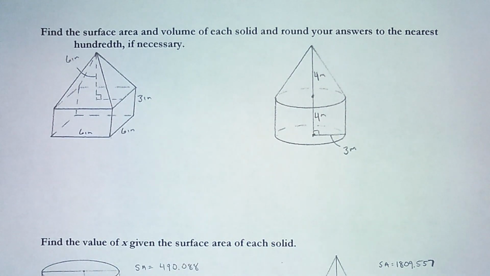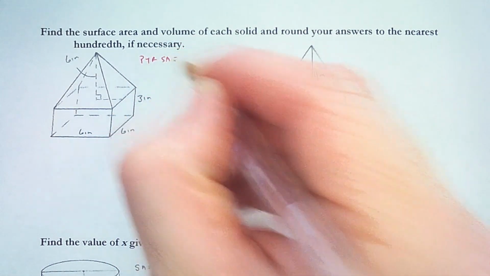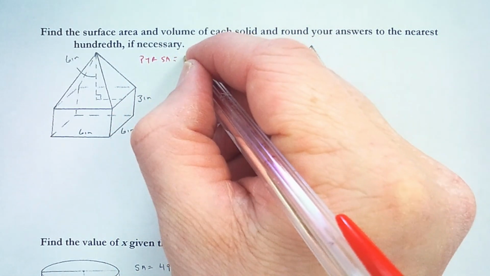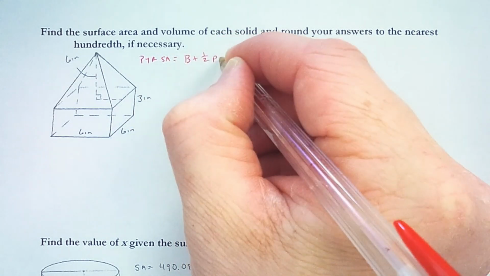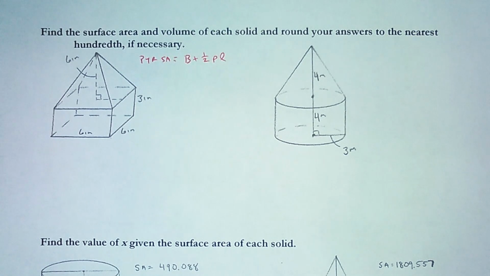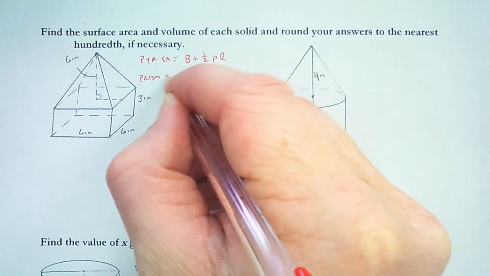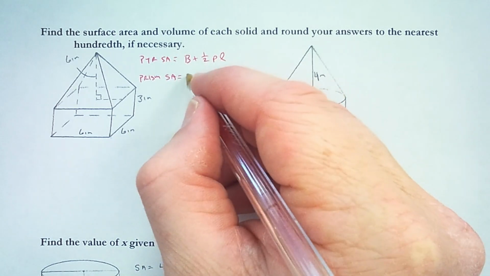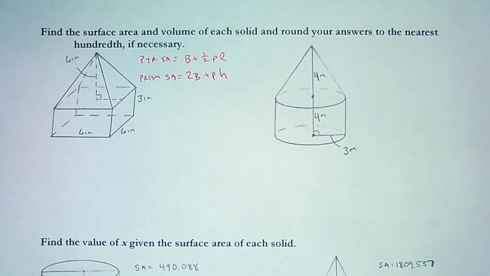Okay, so for the pyramid, surface area is area of the base plus 1/2 perimeter times slant height. For the prism, surface area is 2 times the area of the base plus perimeter times height.